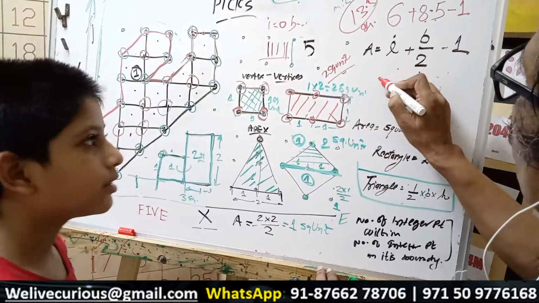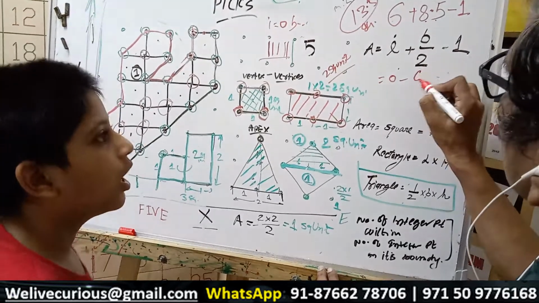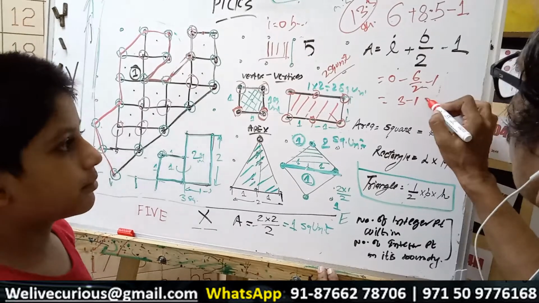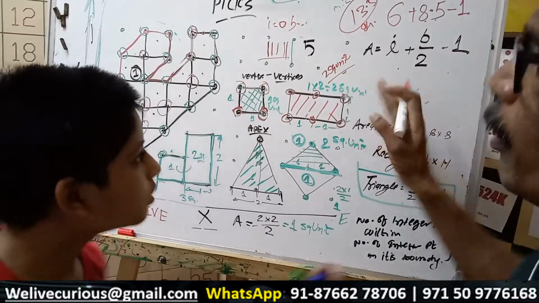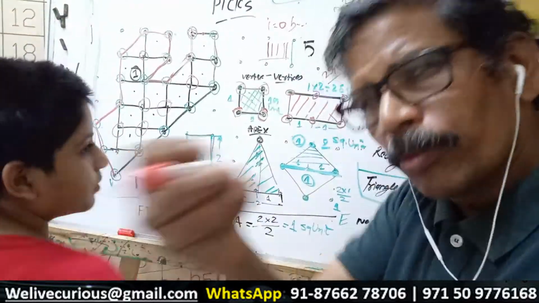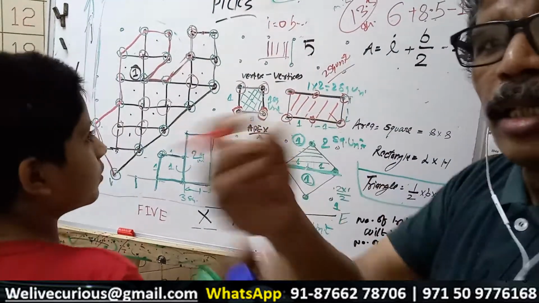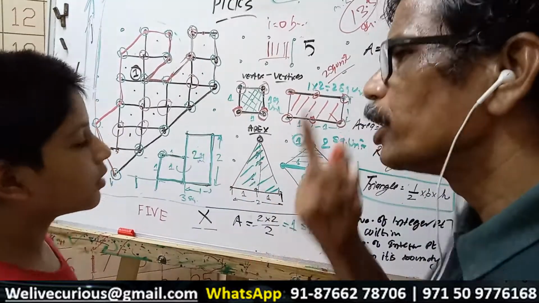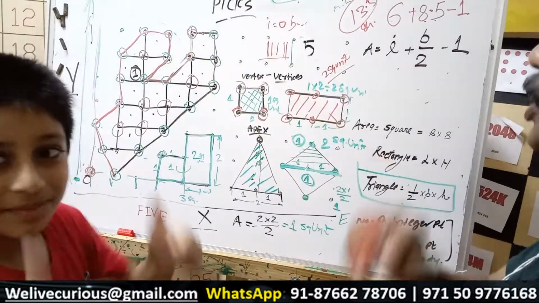In the big formula, I, the internal points, is 0. Border points is how much? 6 divided by 2 minus 1. 6 divided by 2 is 3, minus 1 is 2 square units. Why calculate it this way? People get scared because of this. Simply say, whatever the number of border points is, make it half, take away 1. 6 are the border points. Make it half, take away 1. 6 half is 3, take away 1 is 2. Done. 2 square units.